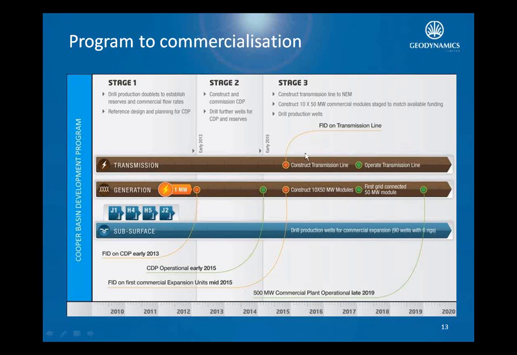Now, the construction period to start those 50 megawatt modules will take about 2 years, which is around about the same time as it would take to construct the transmission line if you started constructing it in say late 2015, early 2016. It would take 2 years to construct. Now, that doesn't mean that there's obviously a lot of work which needs to go on beforehand to get us into that position, but that's the plan and the program.